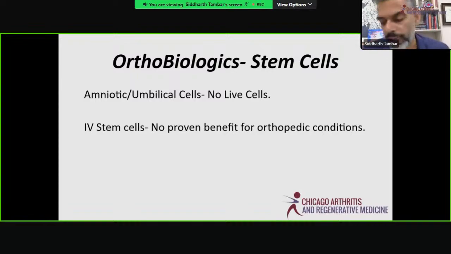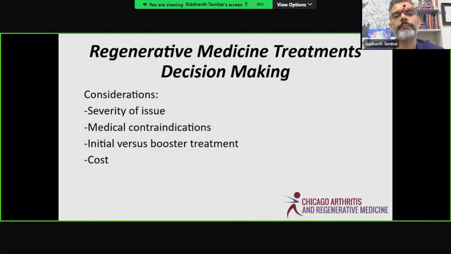You may hear about IV stem cells, not in the United States. You may hear about this in other parts of the world. May have some benefit in terms of overall inflammation in the body, but really no proven benefit for orthopedic conditions from a research study or published research standpoint. So still stick with your own cells as much as possible.